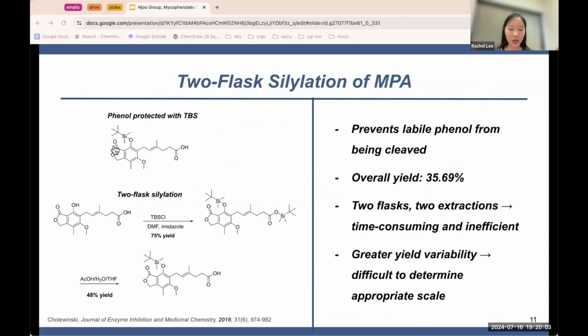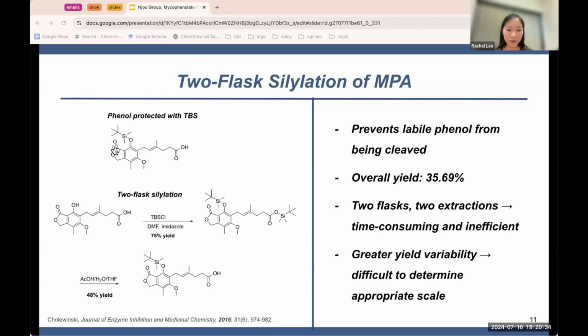To prevent this, we followed a procedure found in literature to protect the phenol using tert-butyldimethylsilyl chloride. This is a two-flask process in which first both the labile phenol and the carboxylic acid are protected. And because the carboxylic acid needs to be available to attach ester tails, the reaction mixture was purified and transferred to a separate flask where the carboxylic acid only was deprotected with acetic acid.